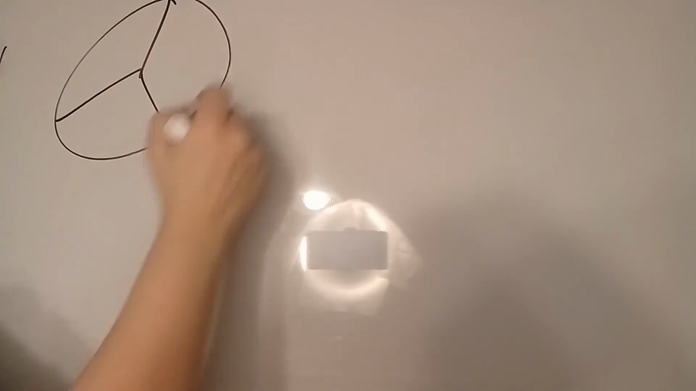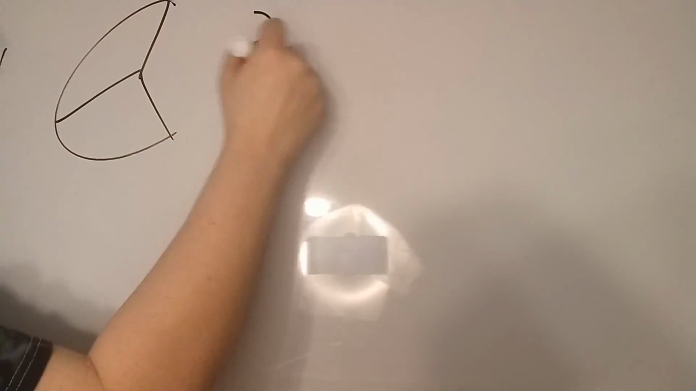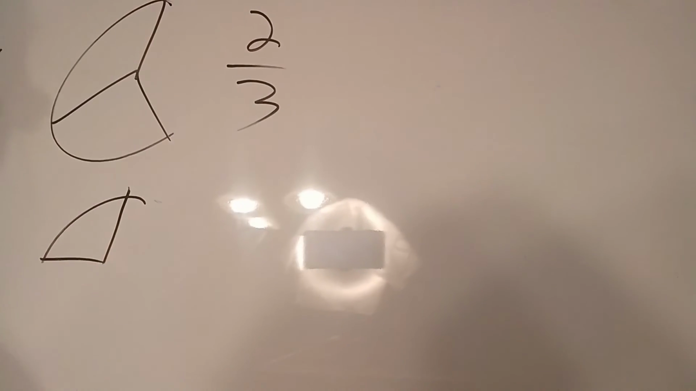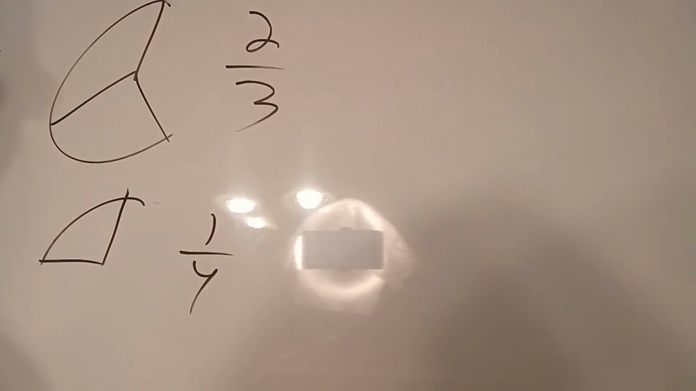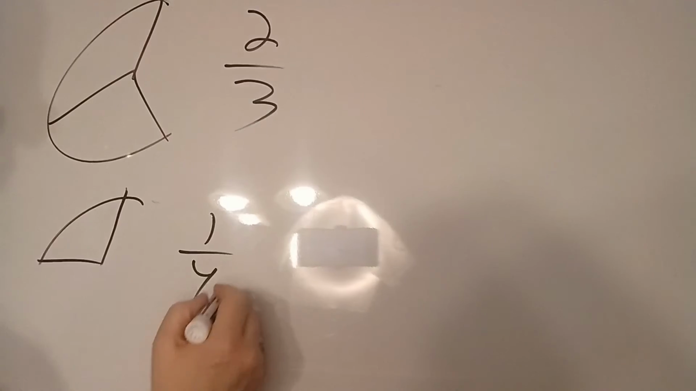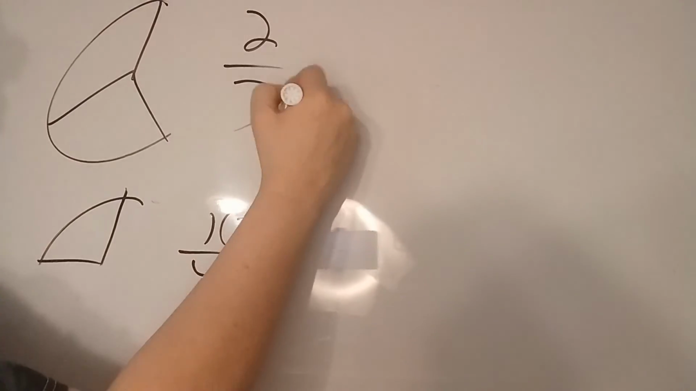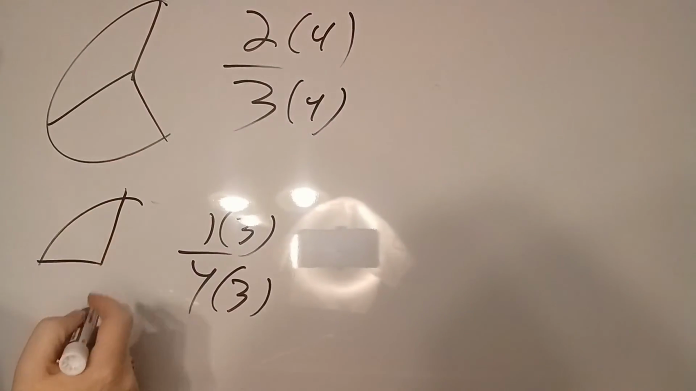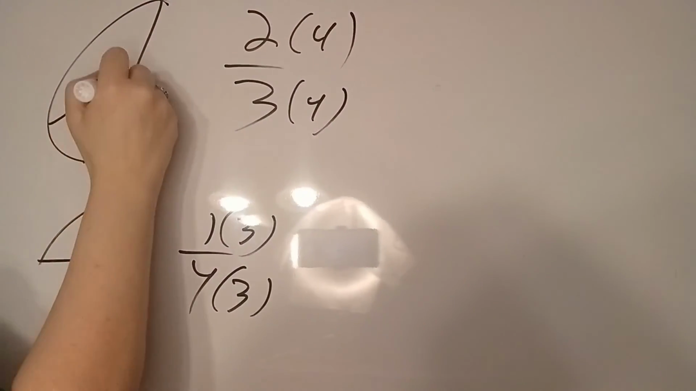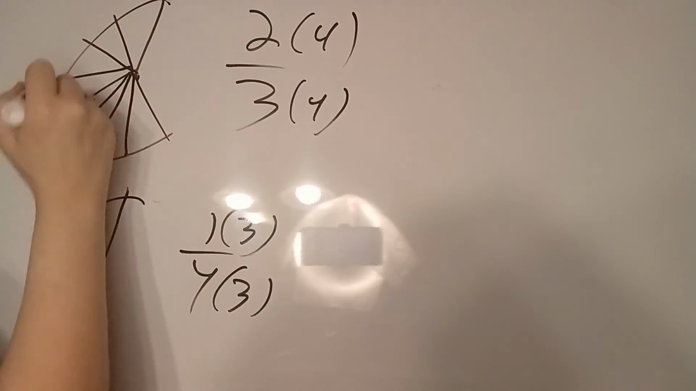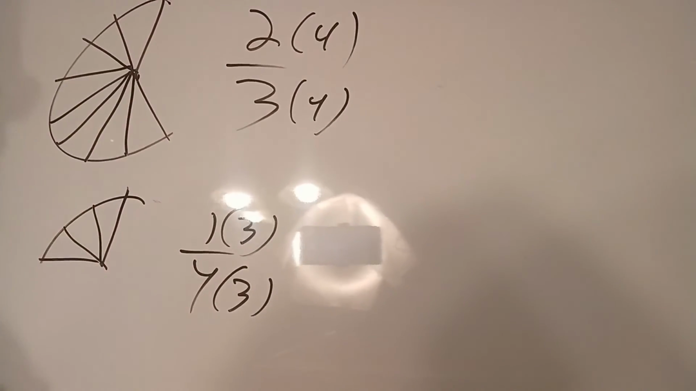The same is true if we're subtracting fractions. So let's look at 2/3 minus 1/4. The common denominator is 12. So we're physically dividing these pieces so they're the same size.